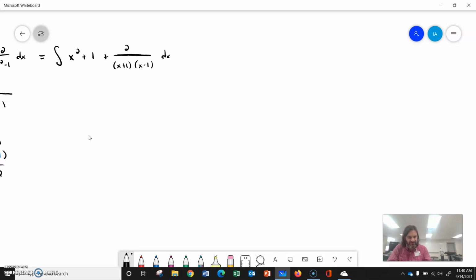So we're going to have, now that the fraction part is factored out as much as possible, 2 over x plus 1 times x minus 1. We'll leave a space. We're going to set up our fractions. So first factor is x plus 1 in the denominator. That's to the first power, so we just need a constant on top. So we'll have A over x plus 1. Leave some space the way I do it. We'll have x minus 1 as the other factor. That's to the first power, so you just need a constant on top. So B over x minus 1.